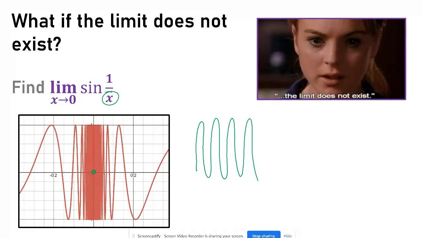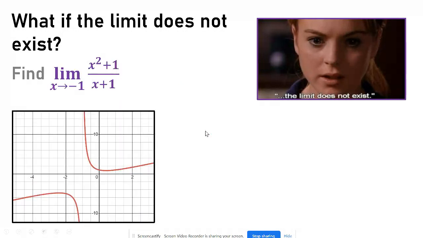And so when you have a function that oscillates like that, it's like a wave, it just goes up and down, you would say the limit does not exist. So these trig functions, these wave functions, they don't have limits because it's never really approaching anything. It's just bouncing up and down over and over and over again. The other time a limit would not exist would be this situation right here.